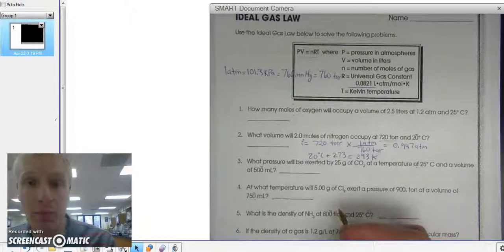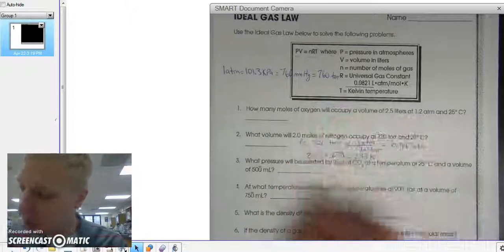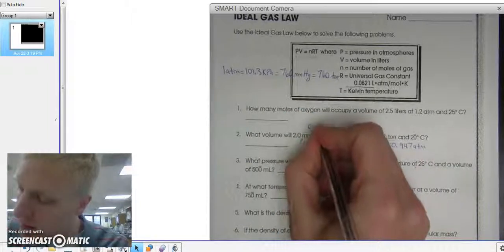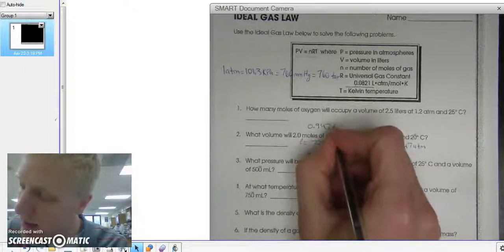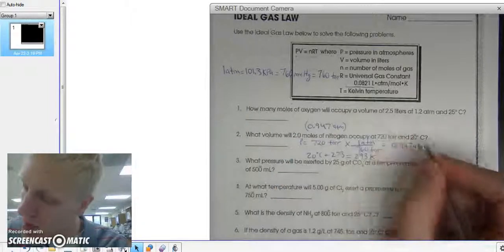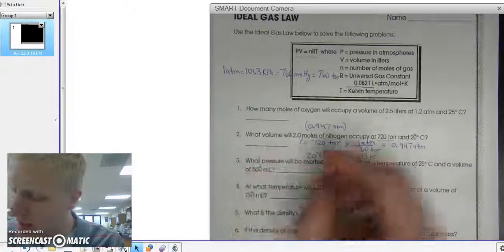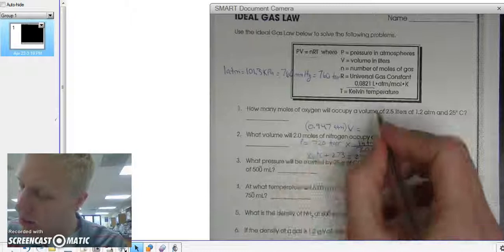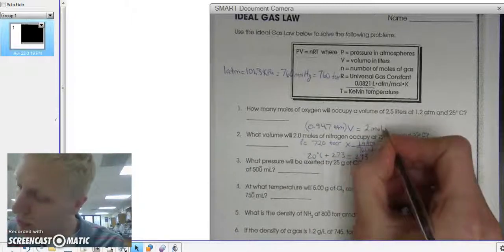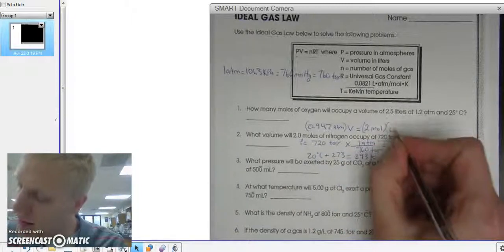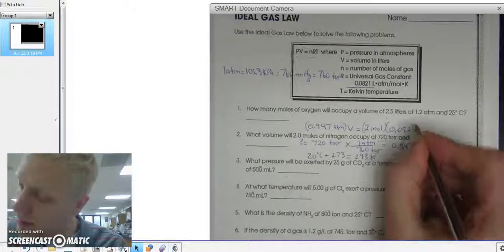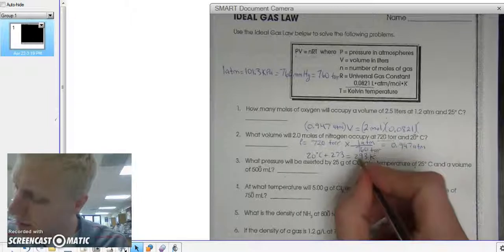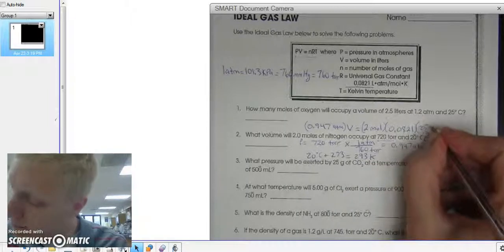Looks like I can start plugging it into my equation. Alright, so my P is 0.947 atm. My volume is actually what I'm looking for, so that's V. My n is, it says 2 moles, 2 moles. My R is always 0.0821, that's a number you're going to have to memorize for the test. And my T, my temperature, is 293 Kelvin.